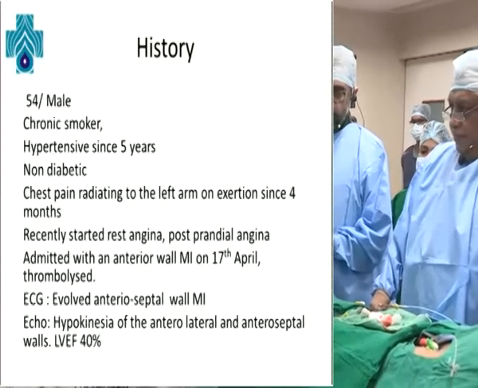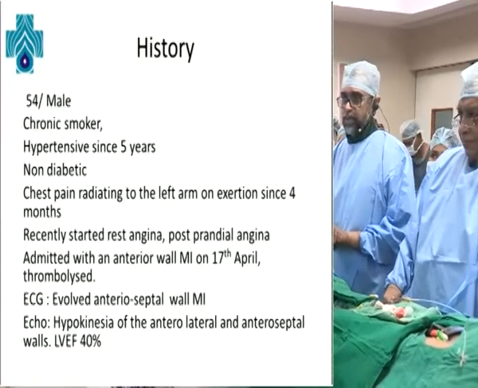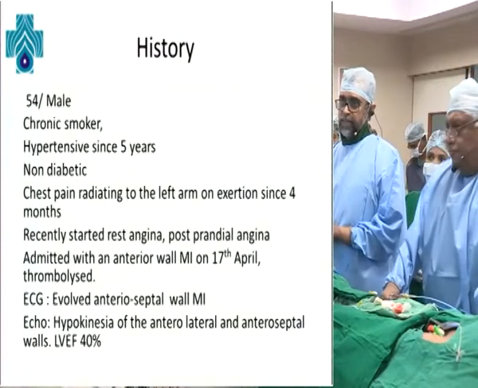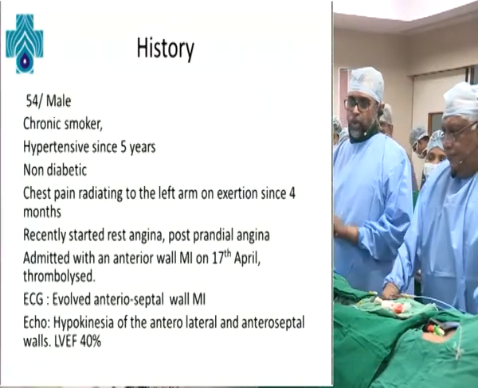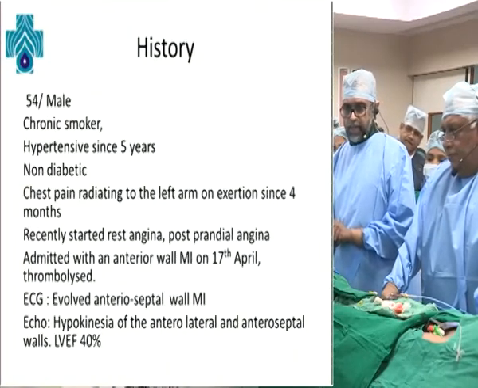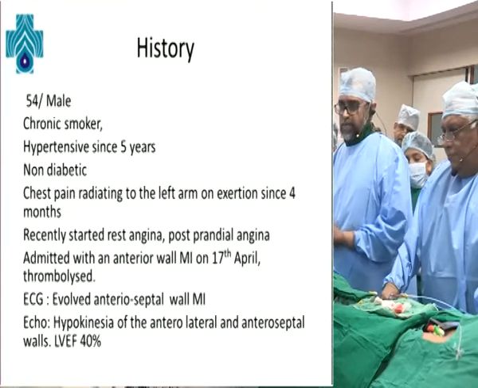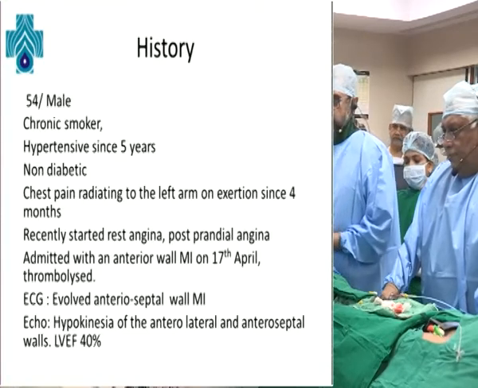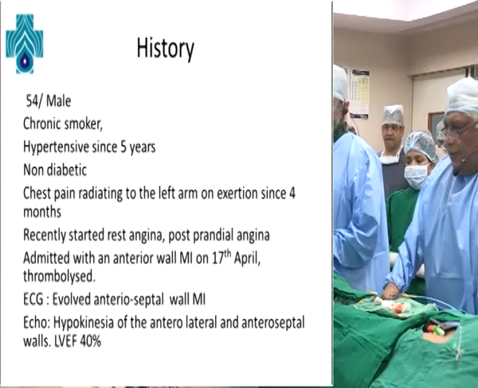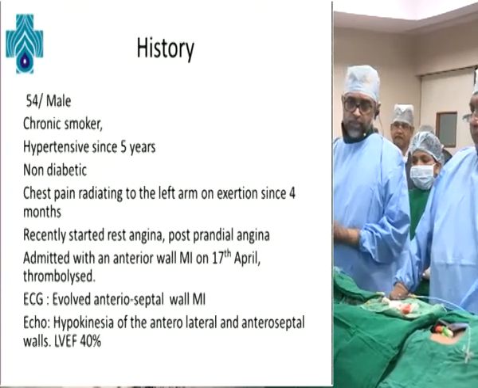He was thrombolyzed. The ECG has settled quite well. The R waves are preserved in all the anterior leads. He has small Q waves in the anteroseptal leads. The echo shows a normal size LV cavity with regional wall motion abnormalities limited to the anteroseptal and the anterolateral wall. The ejection fraction is about 40%.